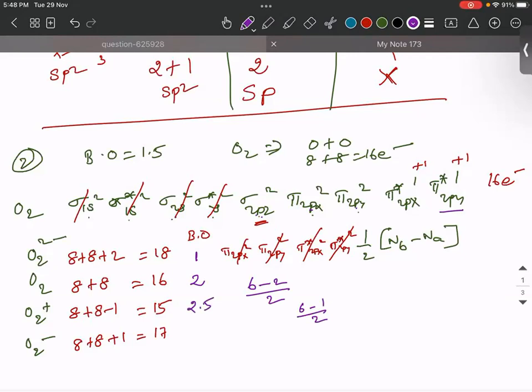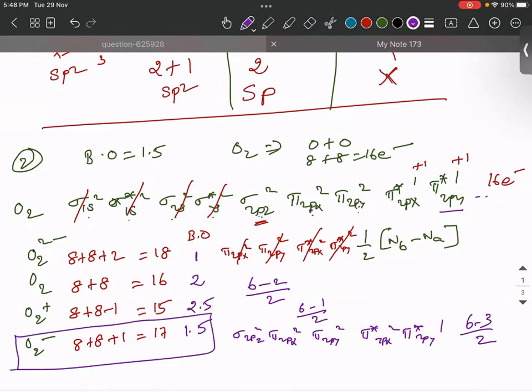17 means 2, 4, 6, 6 plus 1, 1 extra. So sigma 2pz2, pi 2px2, pi 2py2, pi star 2px2, pi star 2py1. Then it becomes 2, 4, 6, 6 minus 3, 6 minus 3 by 2. Then it becomes 1.5. What is the answer? What is the answer? So this will be the answer. Hey, hello, those who are online, are you getting my point or not? Yes, sir.